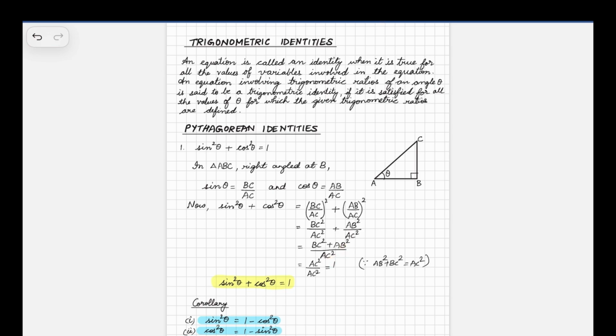Now BC square plus AB square is equal to AC square according to the Pythagorean theorem. So this becomes equal to 1. So sin square theta plus cos square theta is equal to 1. The corollary is sin square theta is equal to 1 minus cos square theta and cos square theta is equal to 1 minus sin square theta.